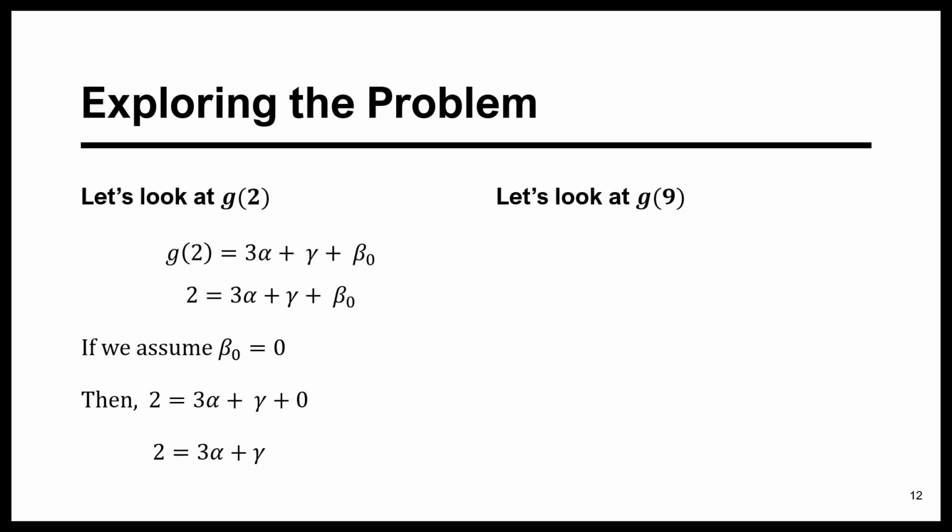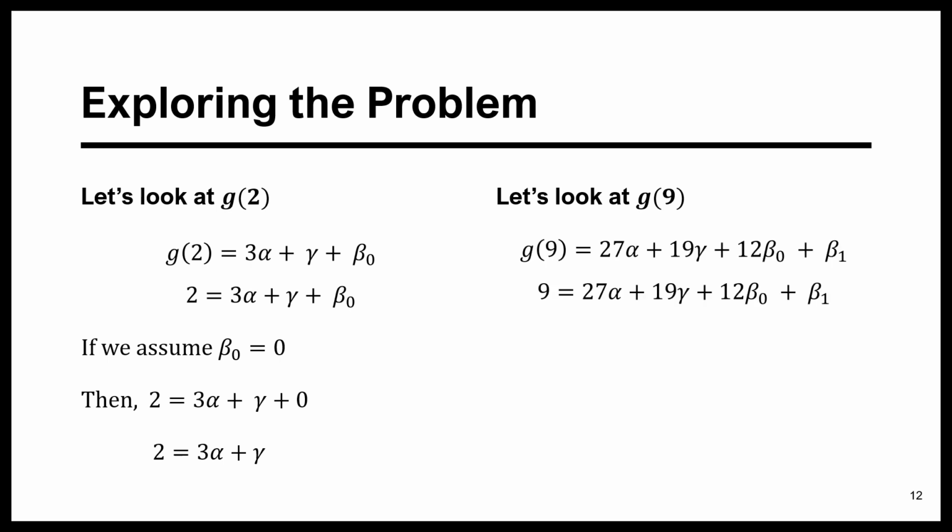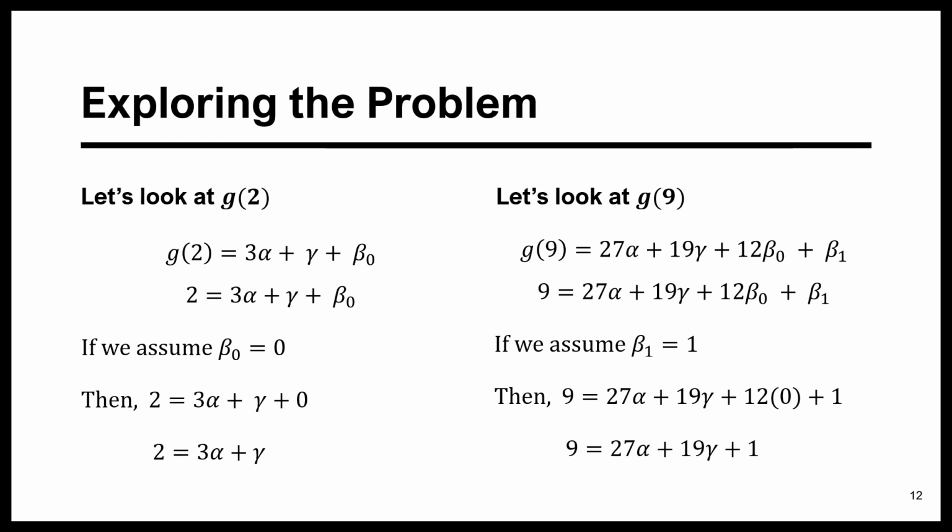And then let's look at g(9). And let's just reasonably assume that β_1 equals 1. This is just an assumption. We can change this if necessary or if it doesn't make sense. But I think it makes perfect sense that it would just equal 1. So we just plug in our β_0 equals 0 and our β_1 equals 1 into our equation for g(9). So we get 9 equals 27α + 19γ + 1. So this equation must equal 9 just to satisfy what we're given, that g(n) equals n.